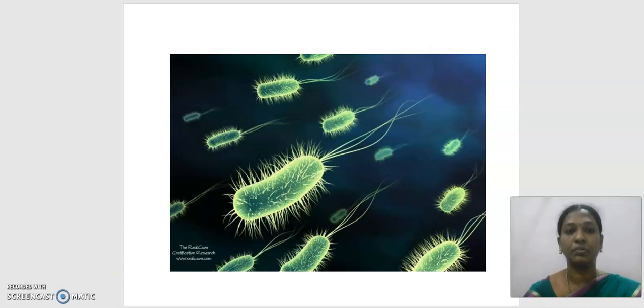So this is the microscopic view of the bacterial cell. They have a cell wall, then the cytoplasmic membrane, then the flagella surrounding the body of the cell, and at one end a long flagellum which helps to move from one place to another. That is the means of locomotion.